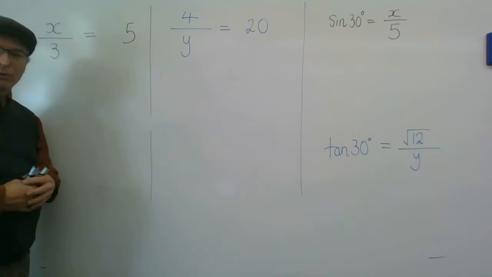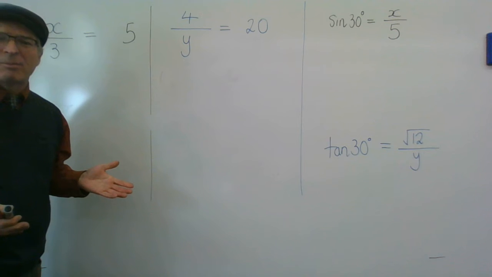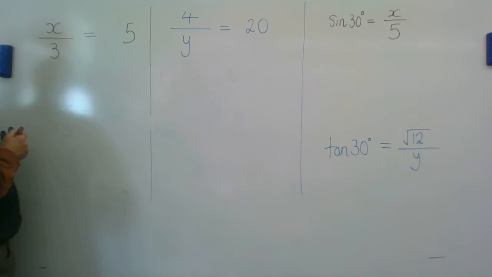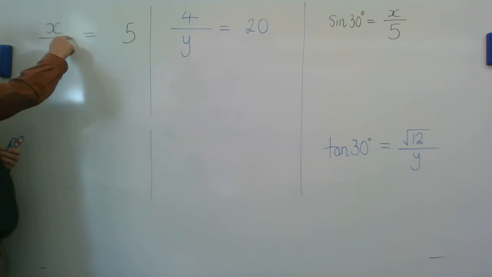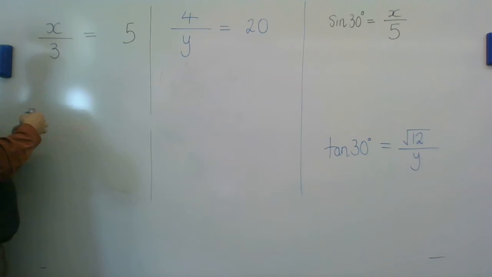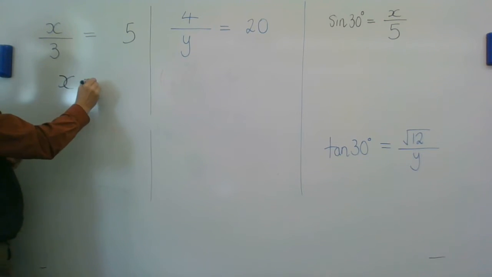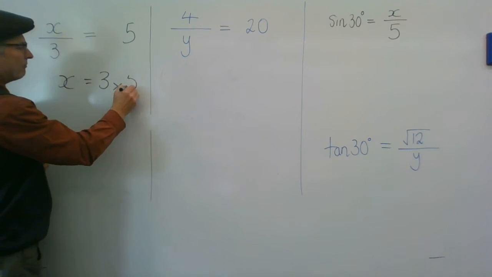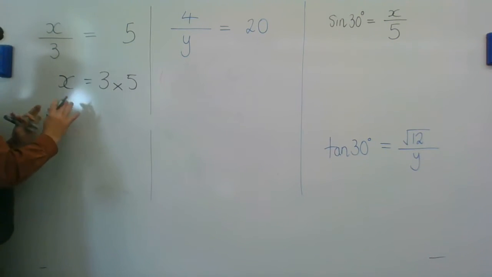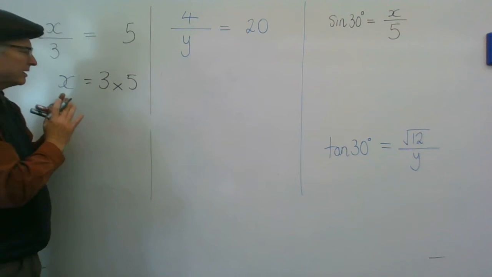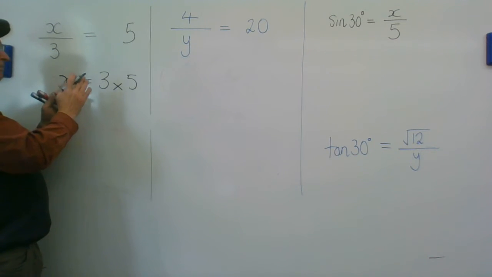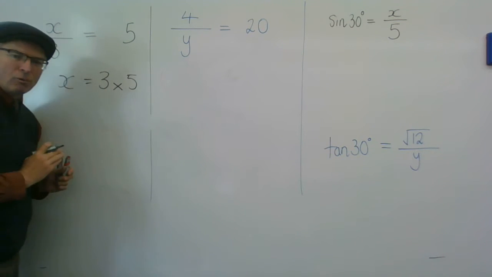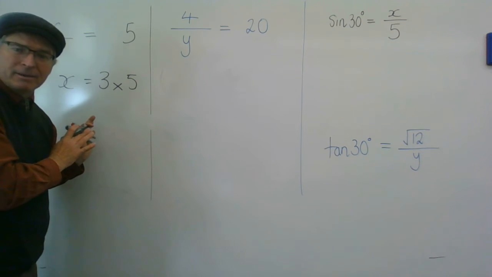This first question, x on 3 equals 5, we know we've got to multiply both sides by 3 in order to get x by itself. So if I multiply both sides by 3, then the divided by 3 and the multiplied by 3 will just cancel each other, and I'll get x on the left-hand side, and on the right-hand side, I'll get 3 times 5. So x is 15 there, but the important thing is that I've multiplied whatever this number is by whatever was on the right-hand side. I'll come back to that in a minute.